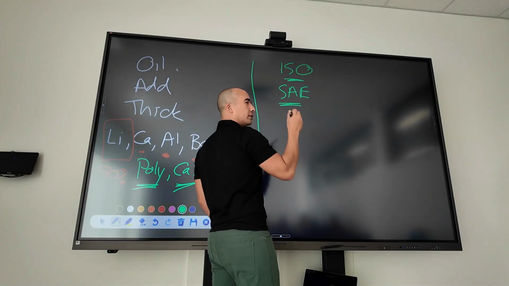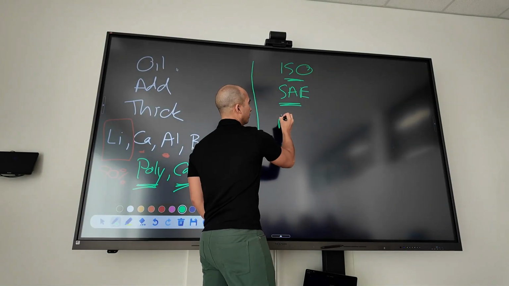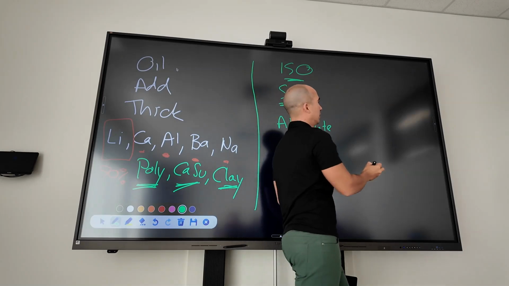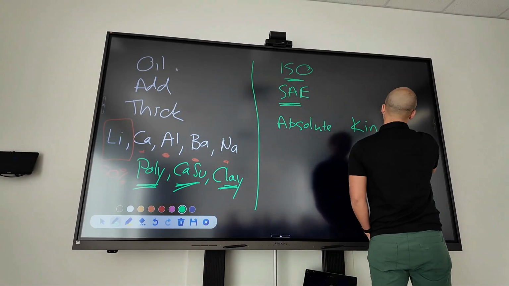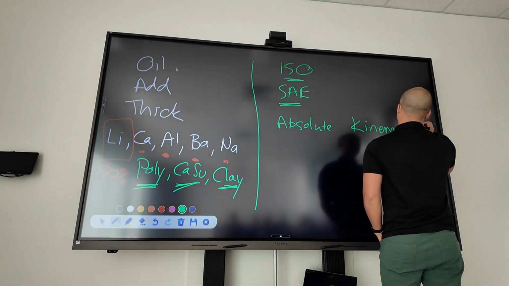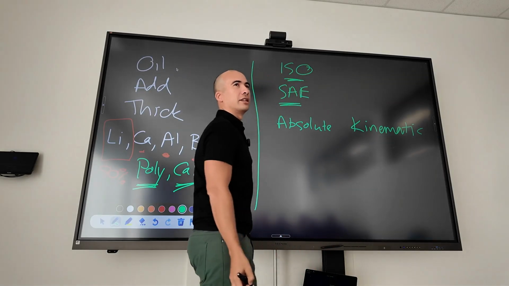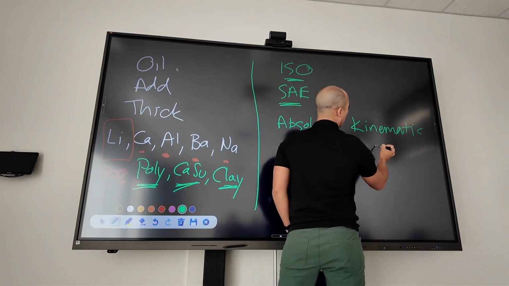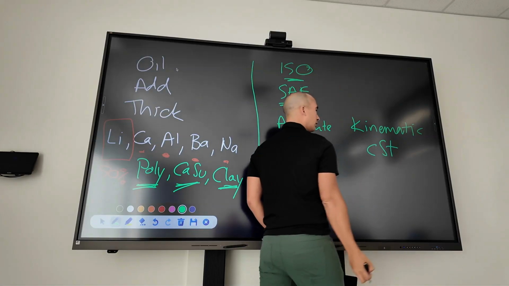Now, if you remember, there were two different types of viscosity. You had the absolute viscosity and the kinematic viscosity, right? So the absolute viscosity is in centipoise, kinematic viscosity, centistokes, right?